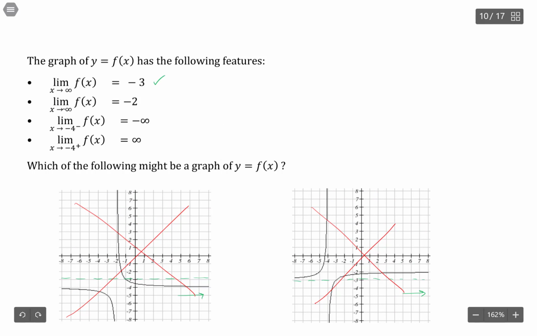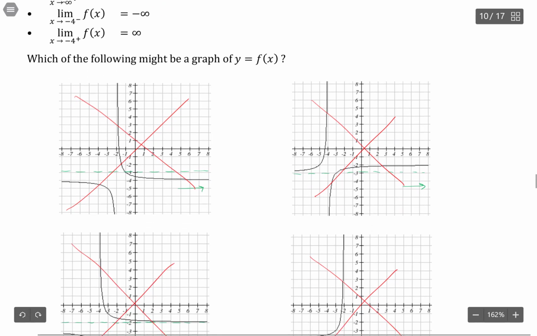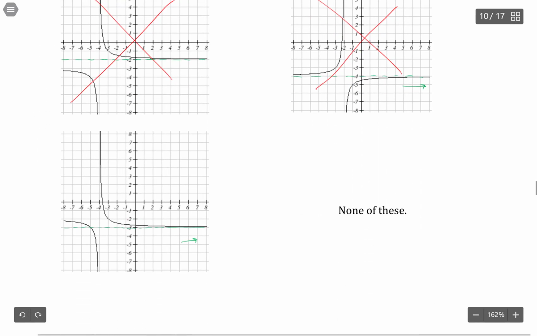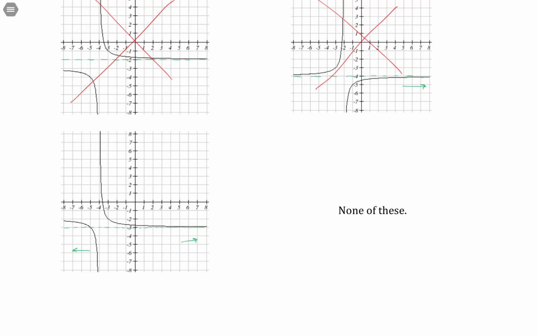All right, so we've got that clue done. Now the limit as x goes to negative infinity of the function is negative 2. So let's see what happens with this. As we go to negative infinity, we need that horizontal asymptote to be at negative 2. And that does appear to be what's happening here, so that checks out as well.